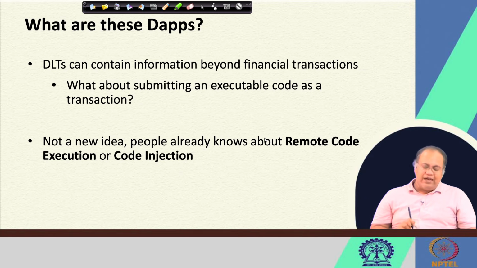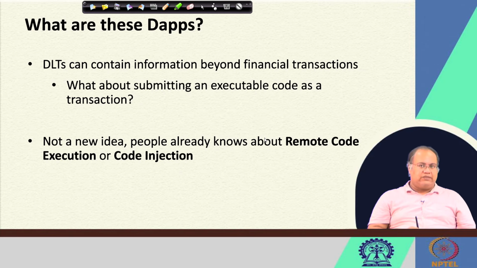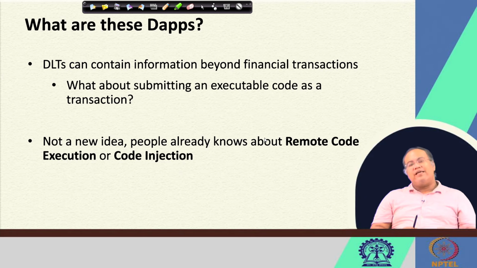These are DLTs that can contain information beyond financial transactions. What we have seen till now in the case of Bitcoin is that within a DLT you can log financial transactions. But what if, rather than logging financial transactions, I submit an executable code as a transaction? This was another path-breaking idea that was innovated around that time, and Ethereum successfully used that. Let us use a piece of executable code, and let us assume that this piece of executable code is my transaction.